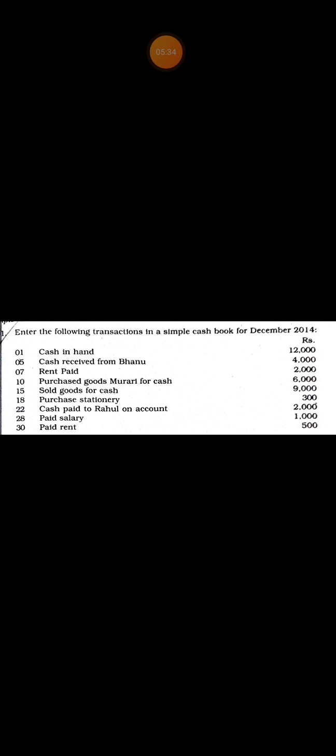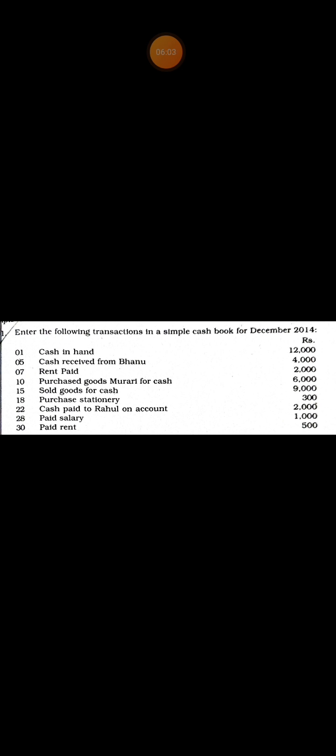Next, rent paid. Rent paid is a payment written on the credit side or payment side. Then purchased goods from Murari for cash, rupees 6,000. Purchase of goods for cash. Purchased goods and made payment. Amount paid is rupees 6,000. It is a payment written on the credit side.